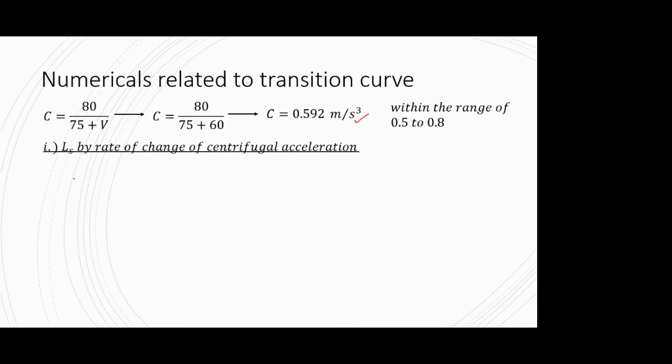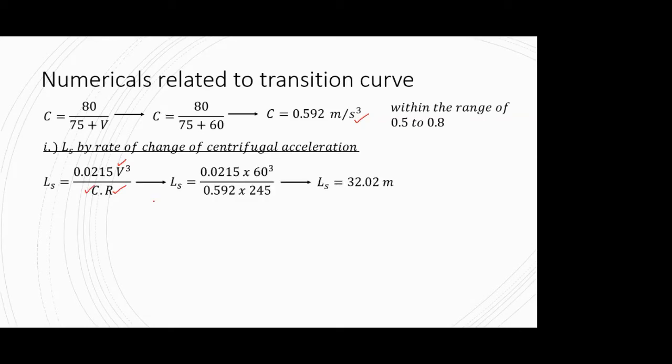Then coming to the first parameter, Ls is equal to 0.0215 V cube upon C R. Now we know the value of V, we know the value of R, we know the value of C. You have to just substitute them and you get our first value of Ls, or transition curve, that is 32.02.